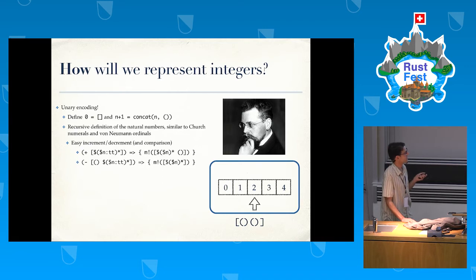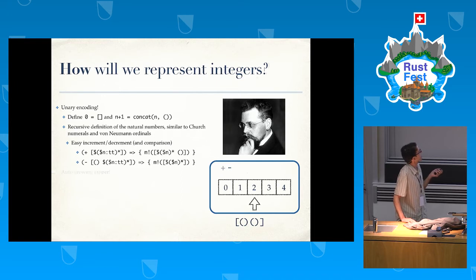So just a quick example, here's that machine again. I put numbers in the cells, and the current value is 2, so that's 2 tokens. We can increment, we get 3 tokens. We could decrement, and it's just a list of 2 tokens.